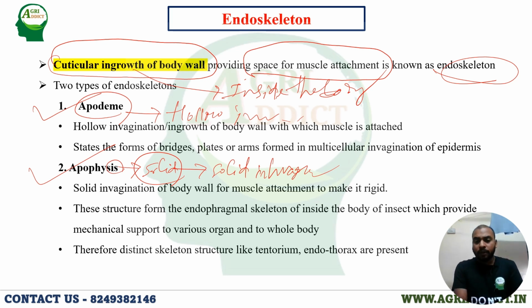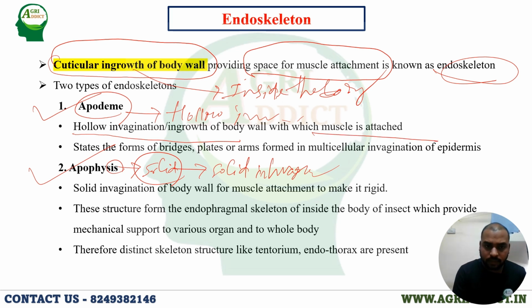Actually, apodeme and apophysis are both cuticular ingrowths of the body wall. One is solid invagination, another is hollow invagination. Apodeme is the hollow invagination of the body wall for muscle attachment. This forms the bridges, plates, and arms. What are the different types of bridges, sclerites, plates, and arms formed by this multicellular invagination of the epidermis? I will discuss that in the next slides. Apophysis is the solid invagination for muscle attachment.